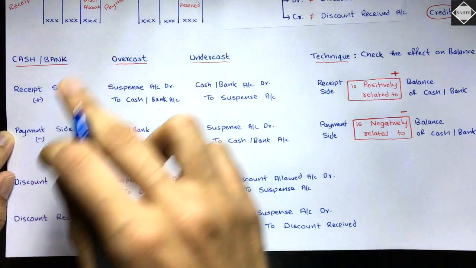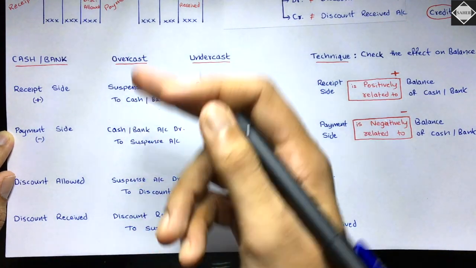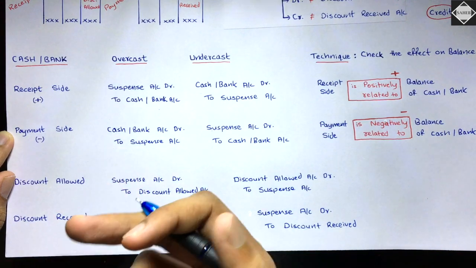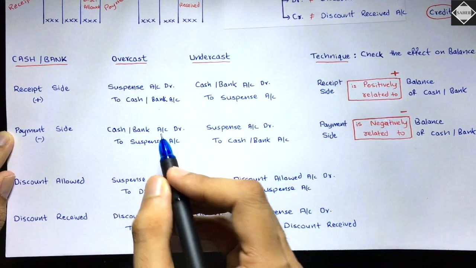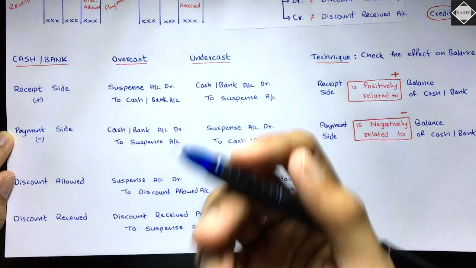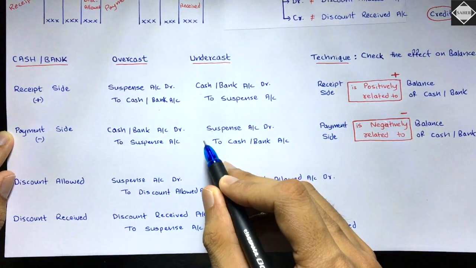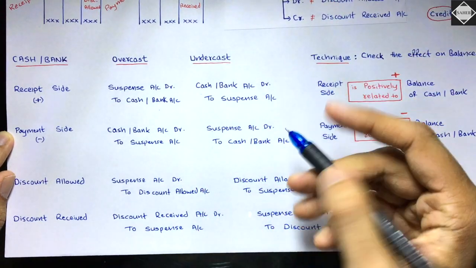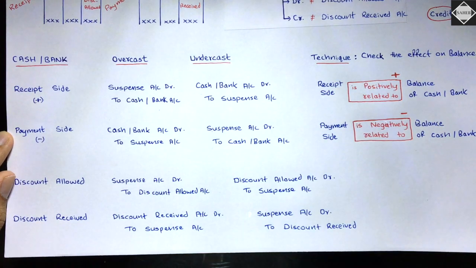If payment side is overcast, that means what has happened to balance? Balance is undercast. So what will you do? You will increase the cash or bank account. And whenever payment side is undercast, then balance is overcast. So what you have to do? You have to use this entry. You have to decrease the cash or bank balance. Is that clear? It's really simple logic. It's not difficult at all.